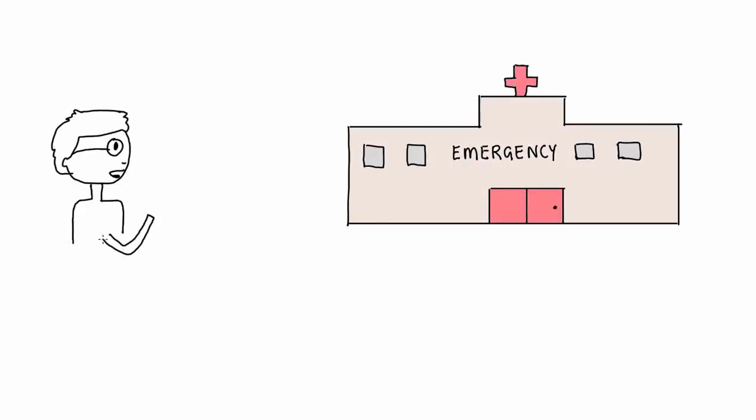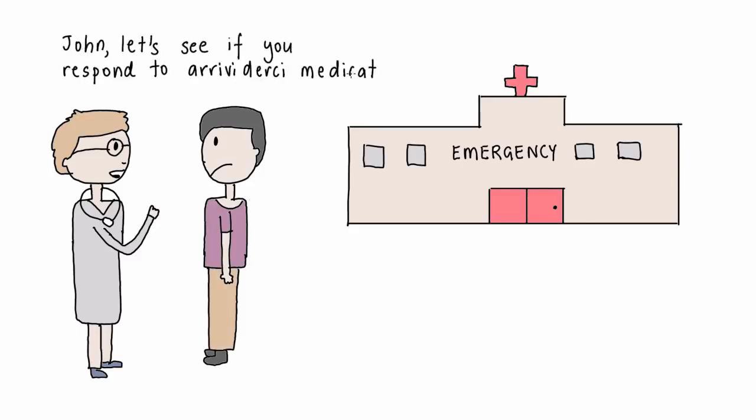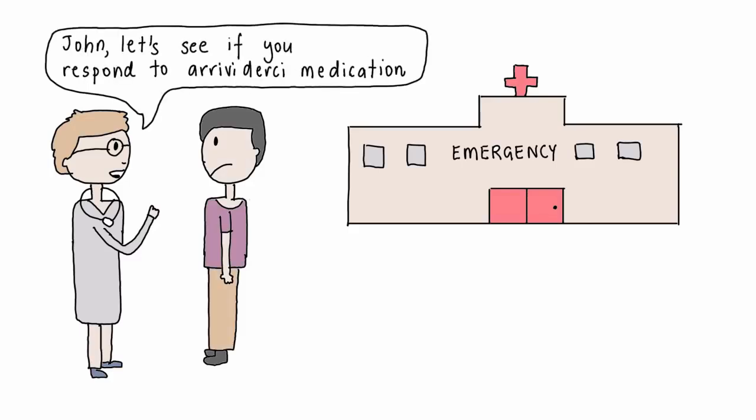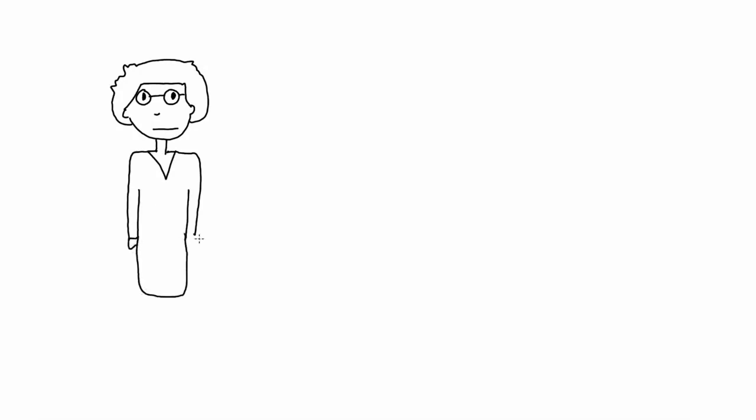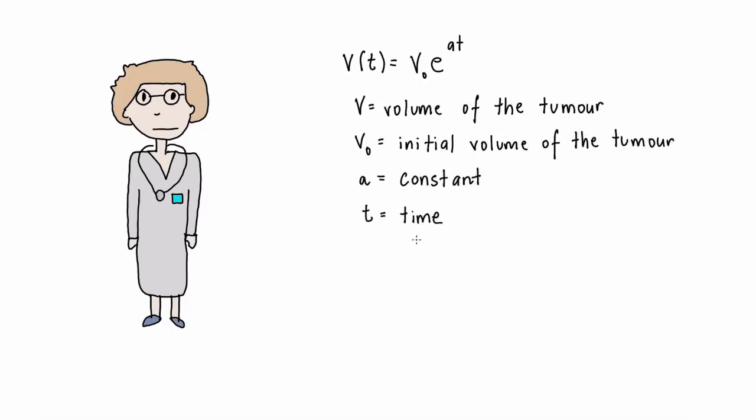John has a small, early onset tumour, and you would like to see whether it's responding to a new innovative drug, Rivadoxi, which has no side effects. As a doctor, you would like to model the growth of John's tumour using calculus to analyse the progression or reversion of his disease. The function you have created to model the progression of growth of John's tumour is an exponential function with respect to time. V(t) equals V0 e to the power of at, where V is the volume of the tumour, V0 is the initial volume of the tumour, a is a constant and t is time.